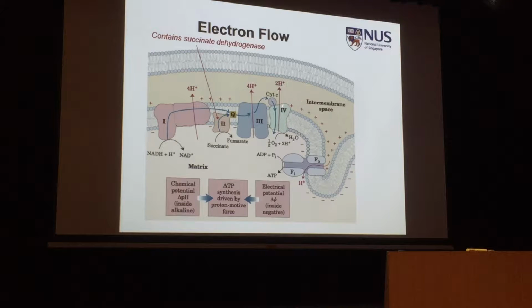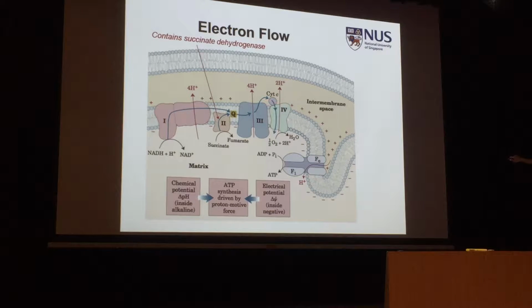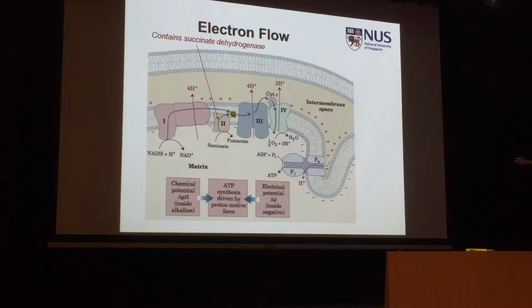So if it stays there, what happens? You will have accumulation of protons here, and you will be relatively negative over here. Not only do you have a chemical potential due to the concentration of protons, you also have an electrical potential across the membranes, right? This is highly destabilizing.